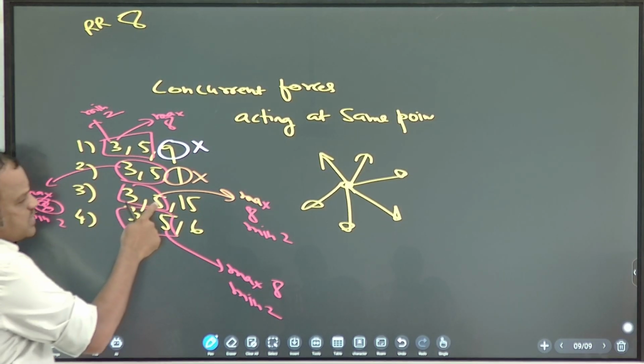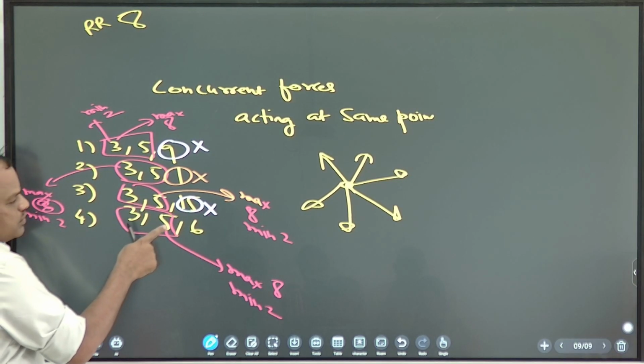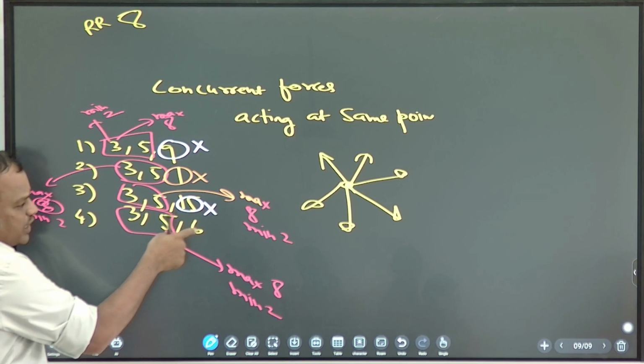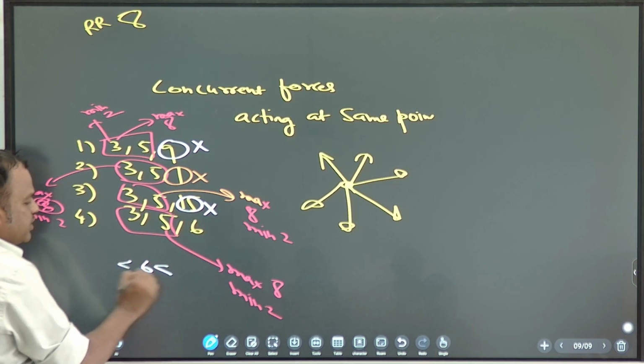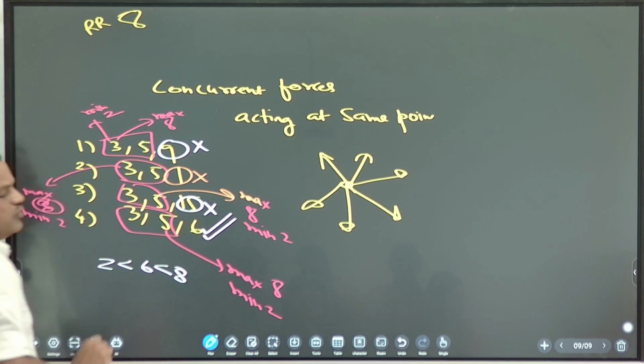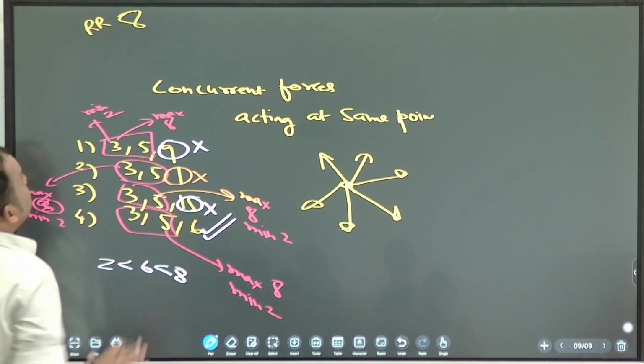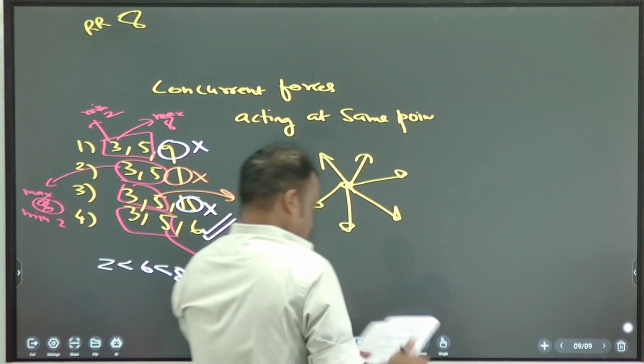Maximum is 8, so 15 not possible. Maximum is 8, minimum is 2. So 6 is between 2 and 8. So this is possible. Are you getting? Think like this. Okay. Fine.